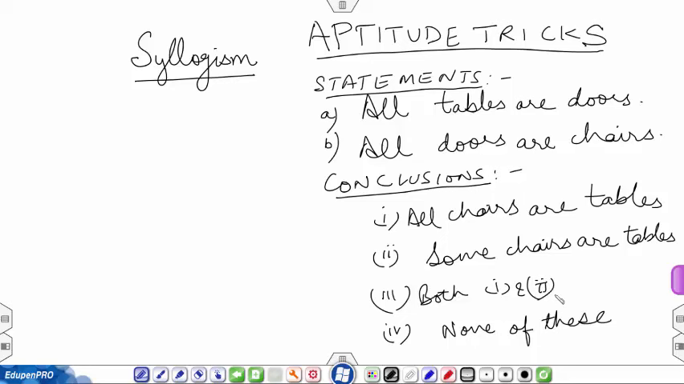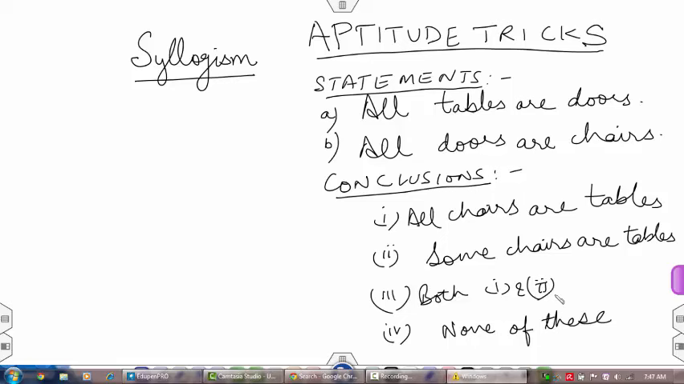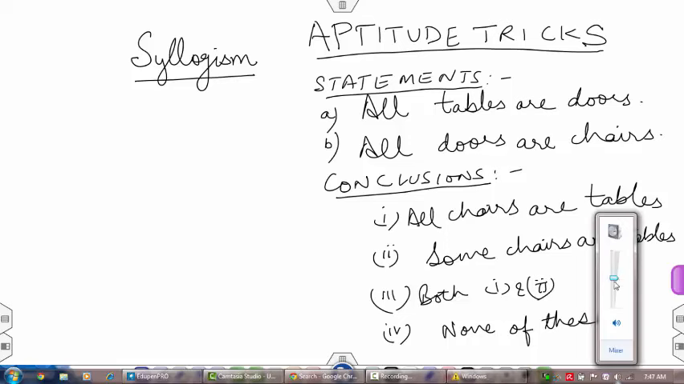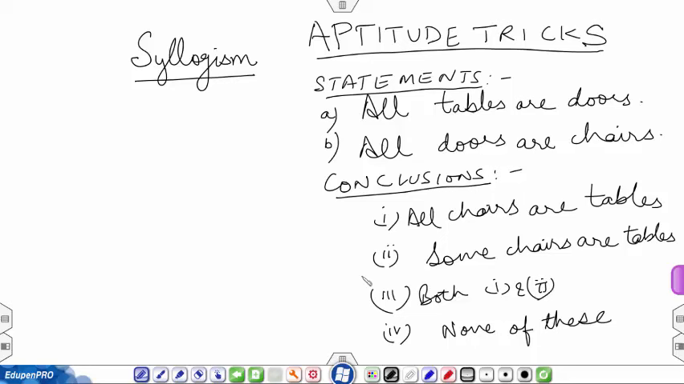And there can be a second category of Venn diagrams where you have a single circle representing tables, doors, and chairs. So that becomes too complex. I have hardly two statements here. If the number of statements is more than that, it becomes too lengthy to solve the question using that method. So what can be the other best way? There are many shortcuts to attempt such questions.